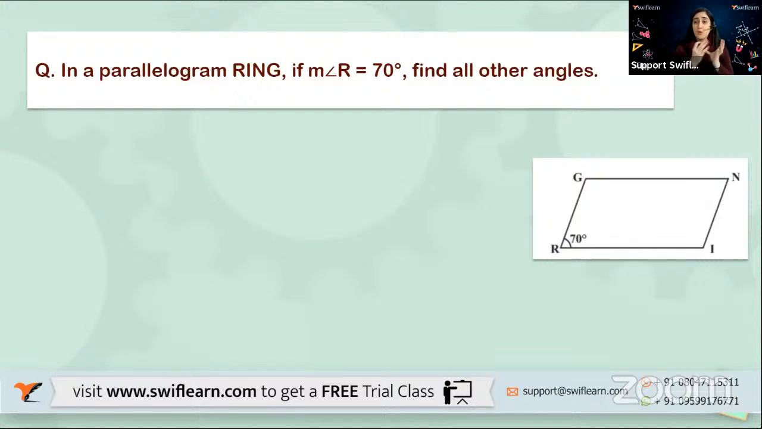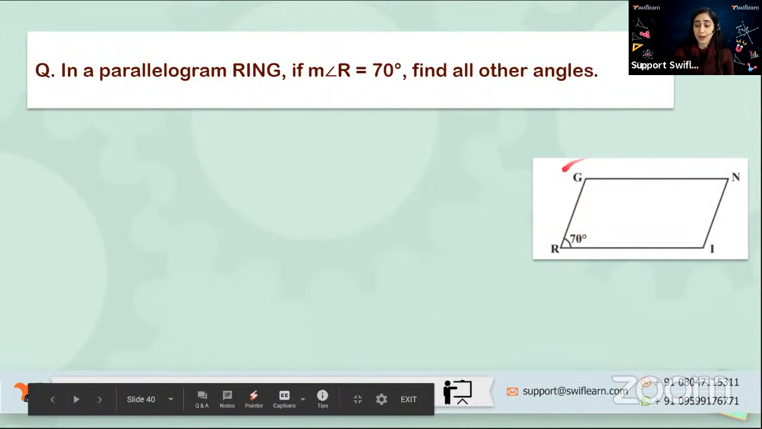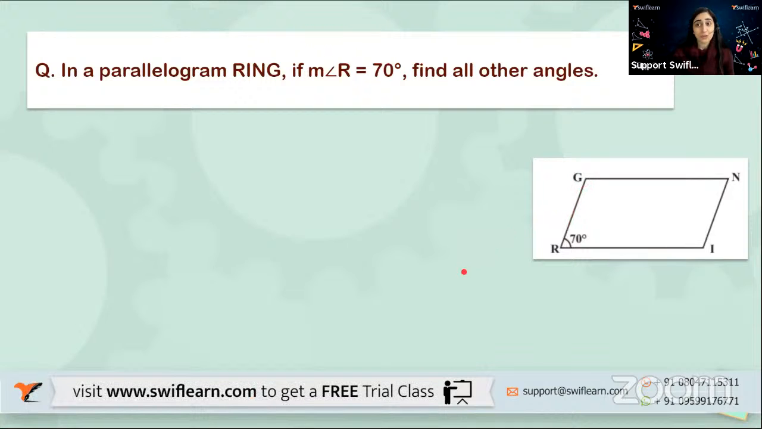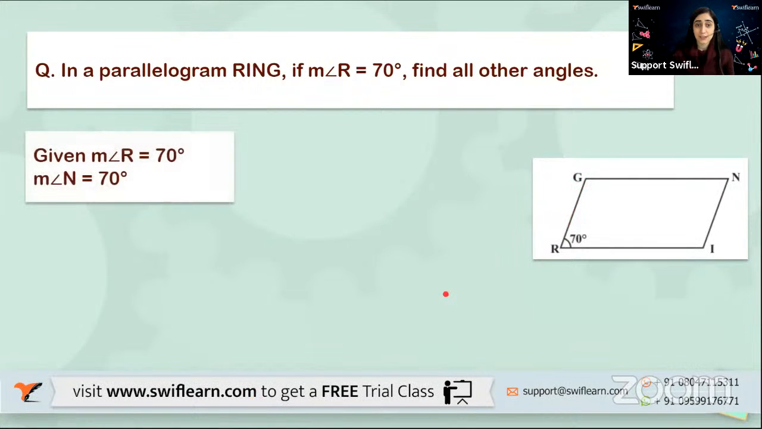Yes, we know one angle, angle R is 70 degrees. How can I calculate angle G? R plus G should be 180 degrees, right? So first of all, let it be a simple one. If R is 70 degrees, I know what angle N is. It is opposite. So in a parallelogram, it's pretty sure that the opposite angles are equal. So the opposite one is angle N, that equals 70 degrees. So we got two angles, 70 degrees, 70 degrees.